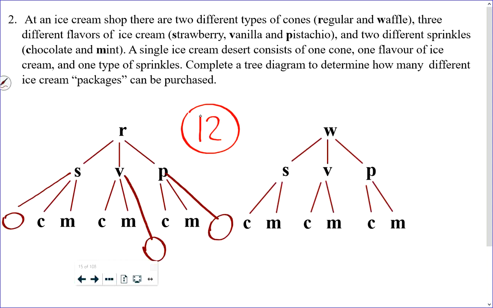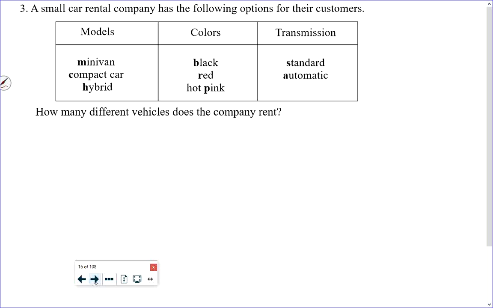So you could have regular strawberry chocolate, regular strawberry mint, or regular strawberry nothing. And what that would do is increase this number to 9 under the regular, and you would also have 9 under the waffle. Okay? And one more that we're going to do with the tree diagram.